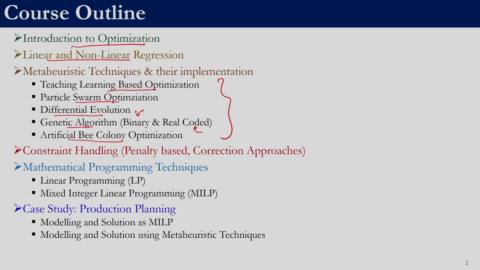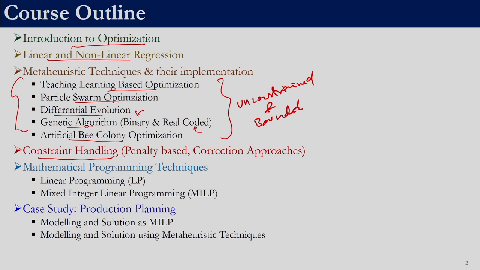We will also be looking at constraint handling. Initially, when we discuss these meta-heuristic techniques, we will be looking only at unconstrained and bounded problems. So we will assume that there are no constraints, and then we will discuss these techniques. Then we'll discuss how to handle constraints: if the problem has constraints, how do we handle them using these meta-heuristic techniques?